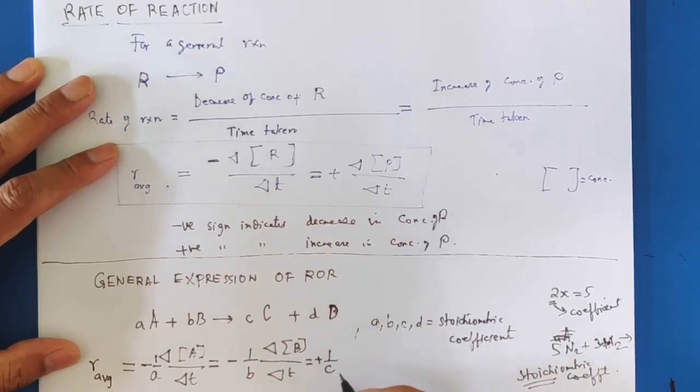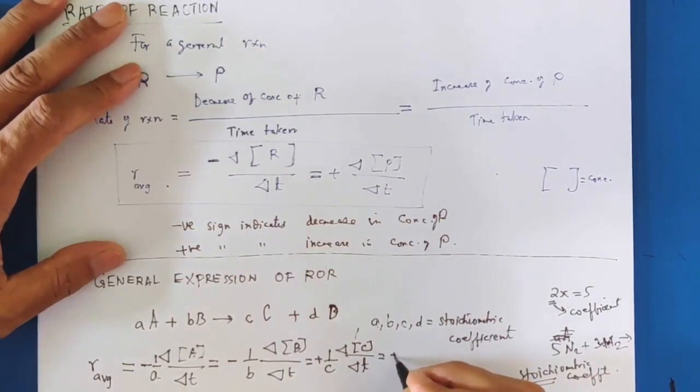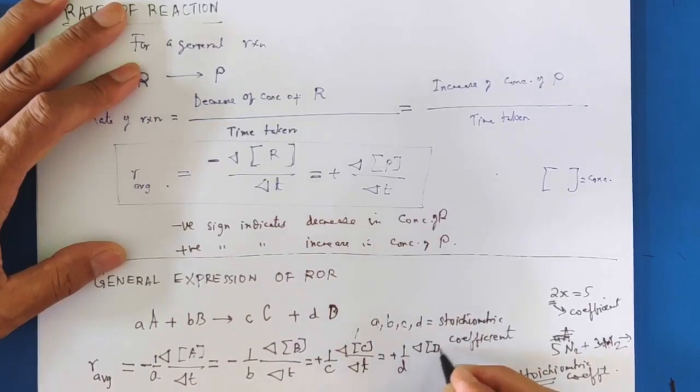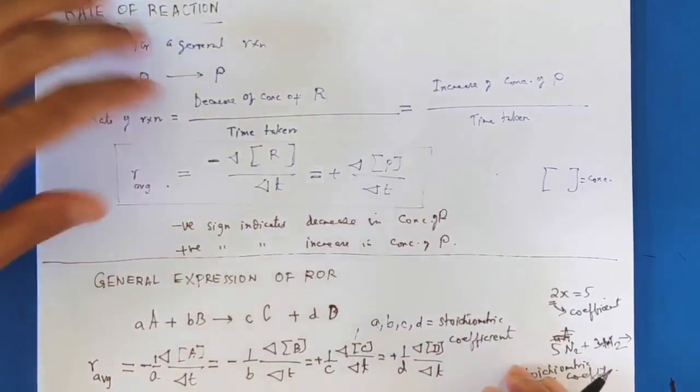And for the products it is plus, understood as plus. So plus 1 by c, concentration of C divided by del t, equal to plus 1 by d, concentration of D divided by del t. This is the average rate of reaction expression here.